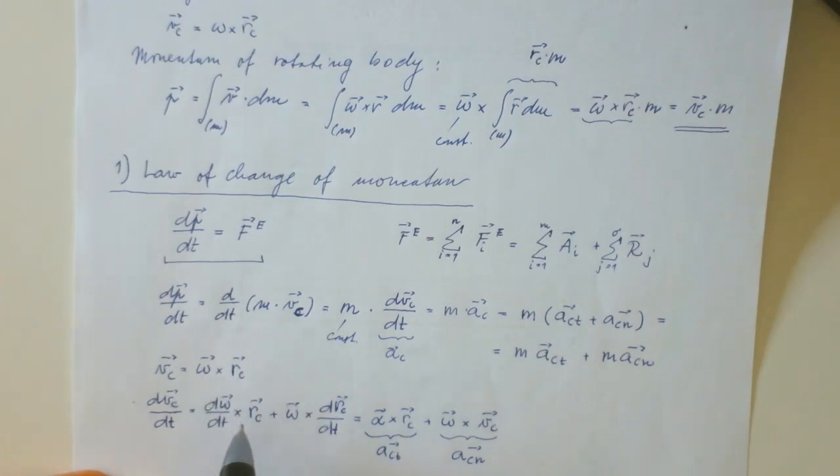And this is nothing else but the angular acceleration, alpha, and multiplied by rC, it is the tangent acceleration of the center of mass, what's here. And this term, drC over dt, is the velocity of the center of mass, and omega by vC is the normal acceleration of the center of mass, what is here.